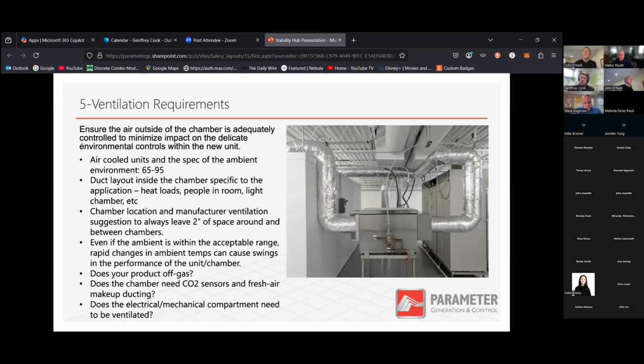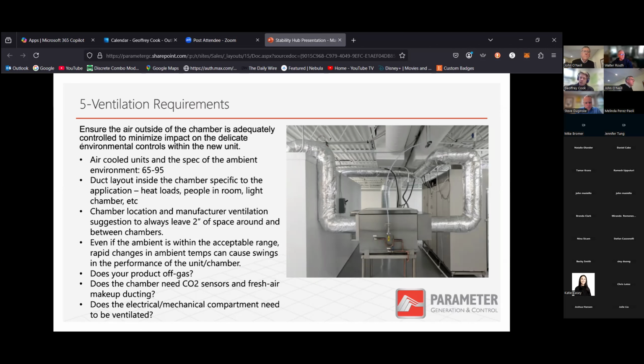Ventilation. This goes back to the question about the ambient temperature. The air-cooled units do need to run in an environment between 65F and 95F. The duct layout inside the chamber is often specific to the application. If you're going to be having frequent door openings, we will build a duct distribution system to capture the air right next to the door to prevent it from impacting the uniformity inside the chamber.